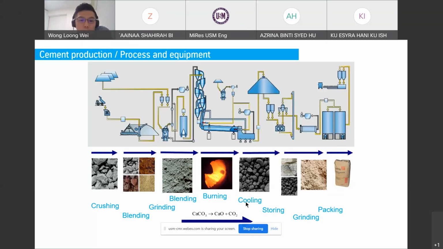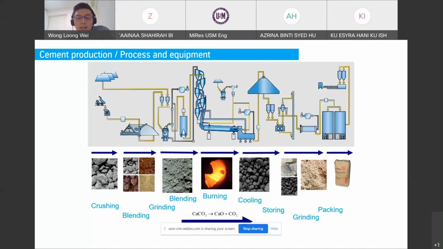And in the process, you will see the complete blending of the raw material, the recipe, in lava form inside the kiln with a temperature of 1450 degrees. This material is quickly quenched down to form a clinker. Clinker is about 20 to 30 mm in size. And this clinker is considered a semi-product.